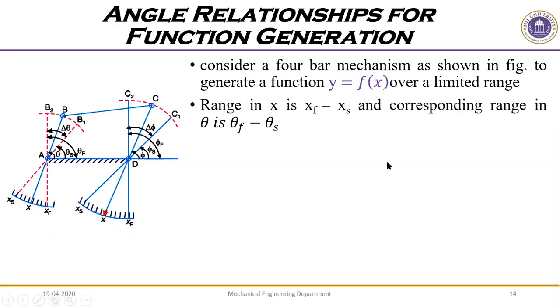Now the range in x is xf minus xs. The corresponding range in theta, meaning the input angular displacement, is theta f minus theta s.